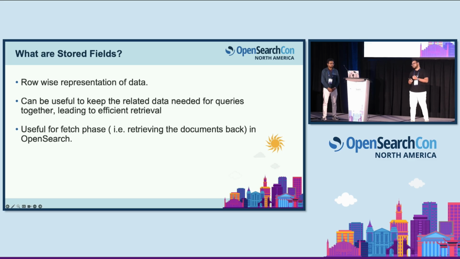Stored fields is a format provided by Lucene, which OpenSearch leverages to have a row-wise representation of the data. When you actually want to fetch certain fields for a document, it's better that all of it is stored at a single place, so that when you do the retrievals, it's quick enough that you can do it in a single lookup. And from the structure of it, it's very evident that it's useful for the fetch phase of your queries, where you are going to retrieve the document's actual source or something.